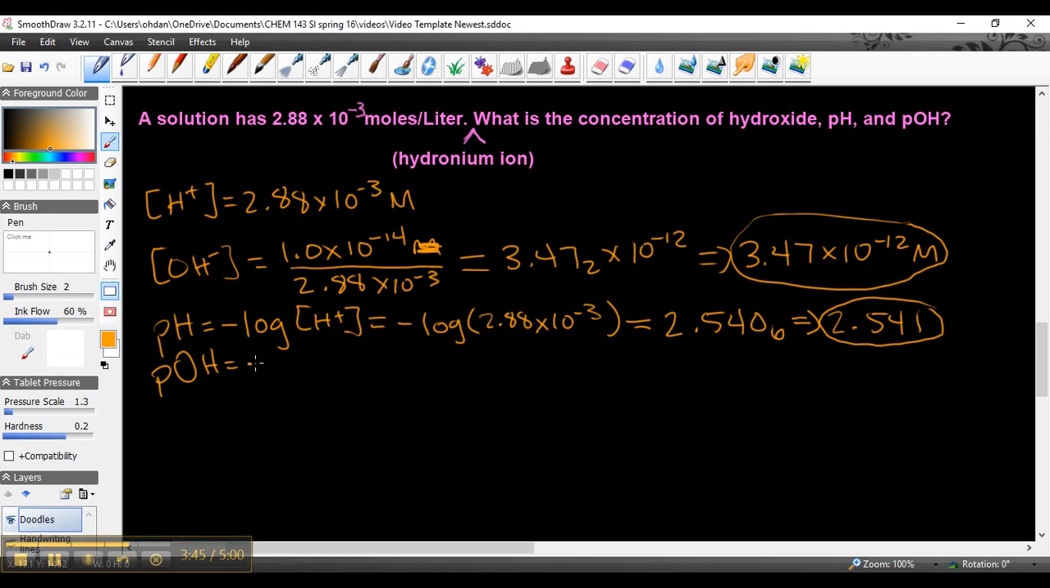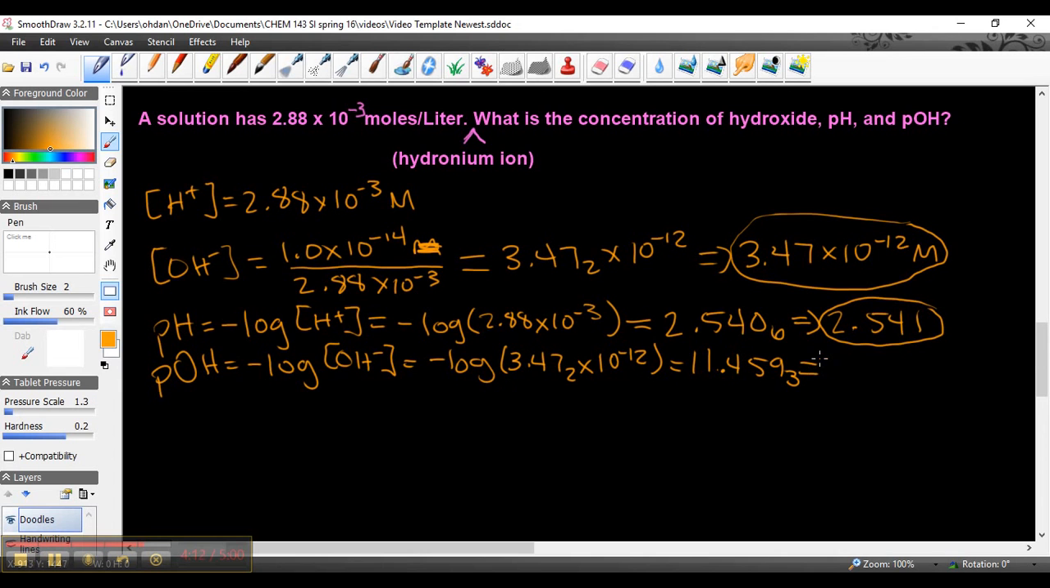pOH equals negative log of OH minus, which equals negative log of 3.472 times 10 to the negative 12, which equals 11.4593. Remember, 3 places after the decimal. That will give us 11.459. You should get about the same answer if you do it the other way.